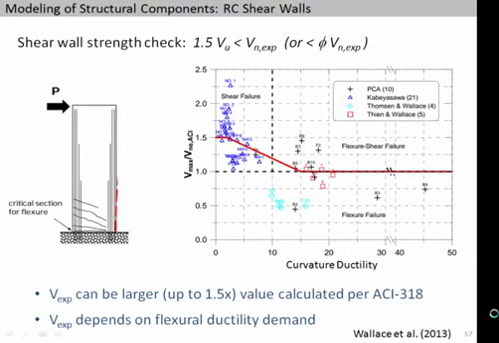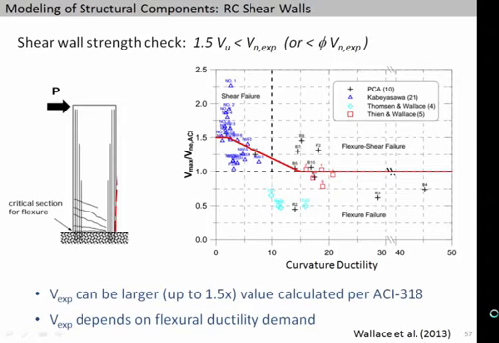To kind of start to get around that, some folks have said, well, that expected strength that we're getting out of the ACI equations, even if we use expected strength values, is really a lower bound to what the strength of the wall is. And this plot that's shown here is showing that the shear strength of a wall actually depends on how much rotation ductility is imposed on it.